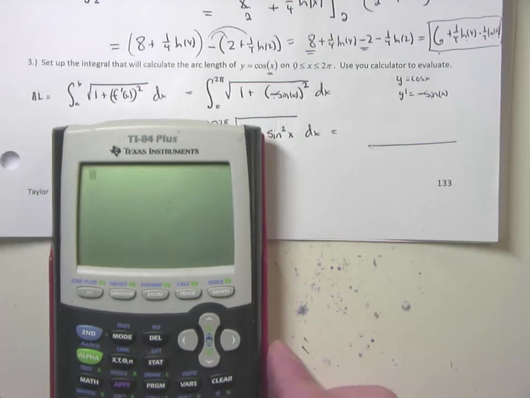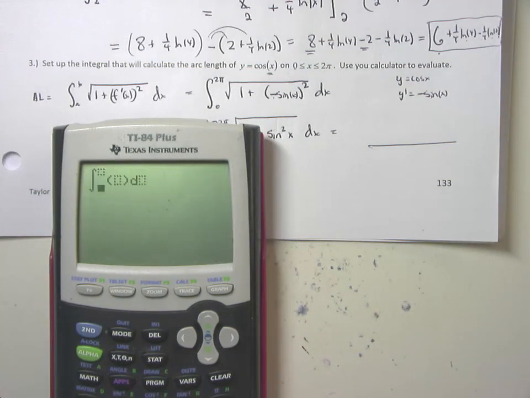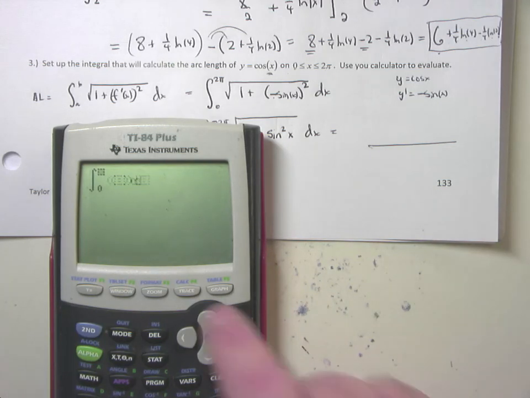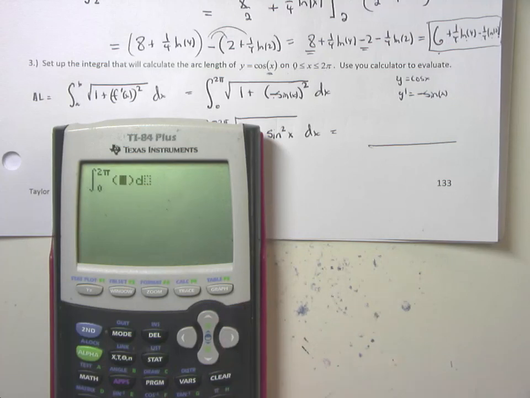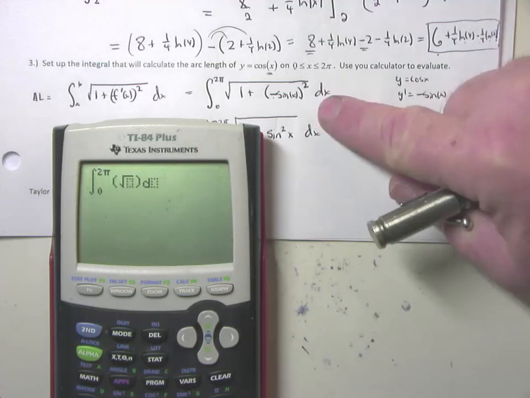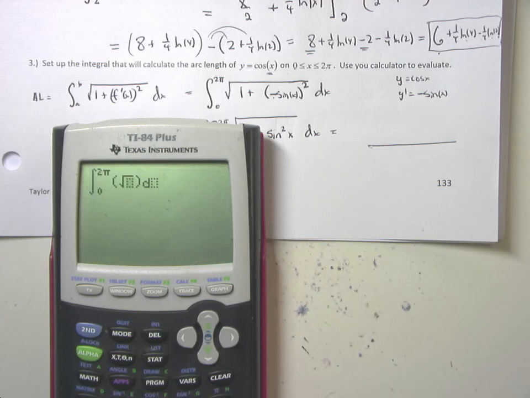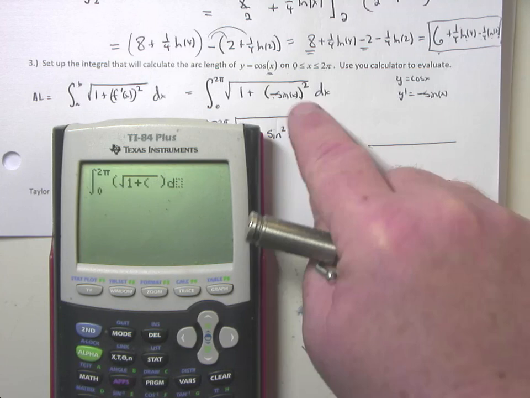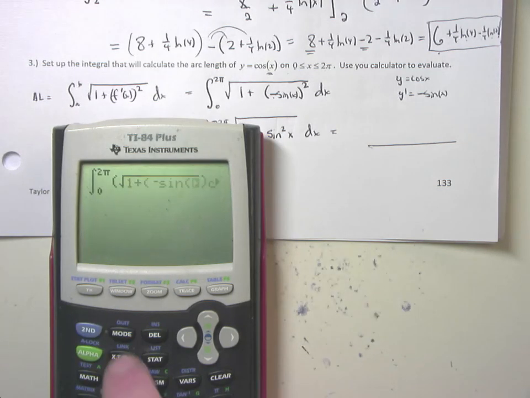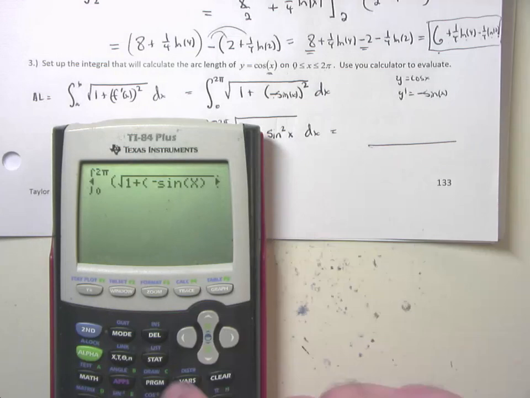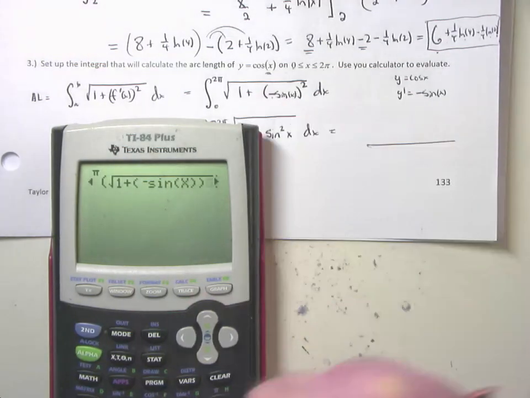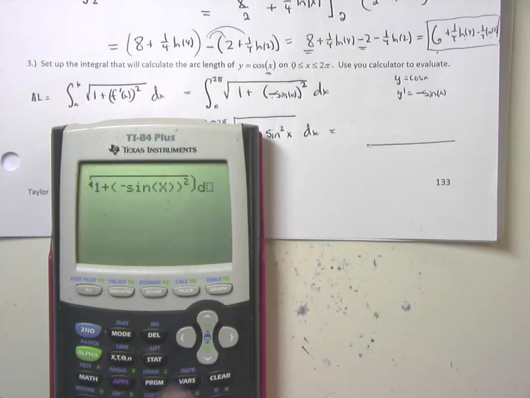So let's do it. I'm going to do math, number 9, function integrate, using my TI-84 Plus calculator here. My bounds are between 0 and 2 pi of the square root of, and I type it in on my calculator exactly the way the formula is, just to make sure I didn't make a careless error. So it'll be square root of 1 plus parentheses, the negative sine of x, close parentheses, but then you have to close parentheses for that negative sine of x because it's got to be squared, and then dx. So this is how I typed it into my calculator.